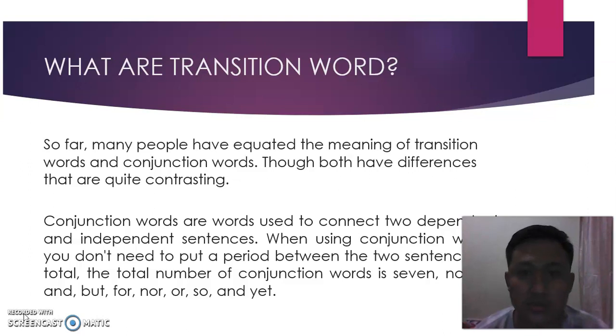What are transition words? So far, many people have equated the meaning of transition words and conjunction words, though both have differences that are quite contrasting. Conjunction words are words used to connect dependent and independent sentences. When using conjunction words, you don't need to put a period between the two sentences. In total, the number of conjunction words is 7, namely for, and, not, but, or, yet, and so.